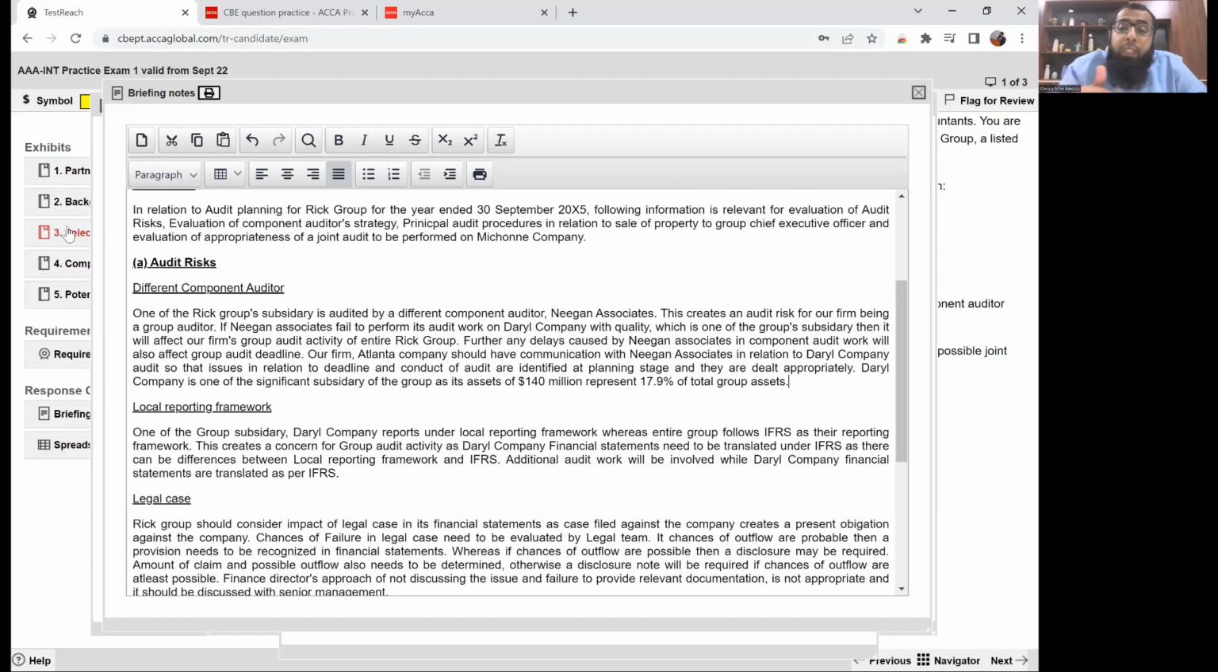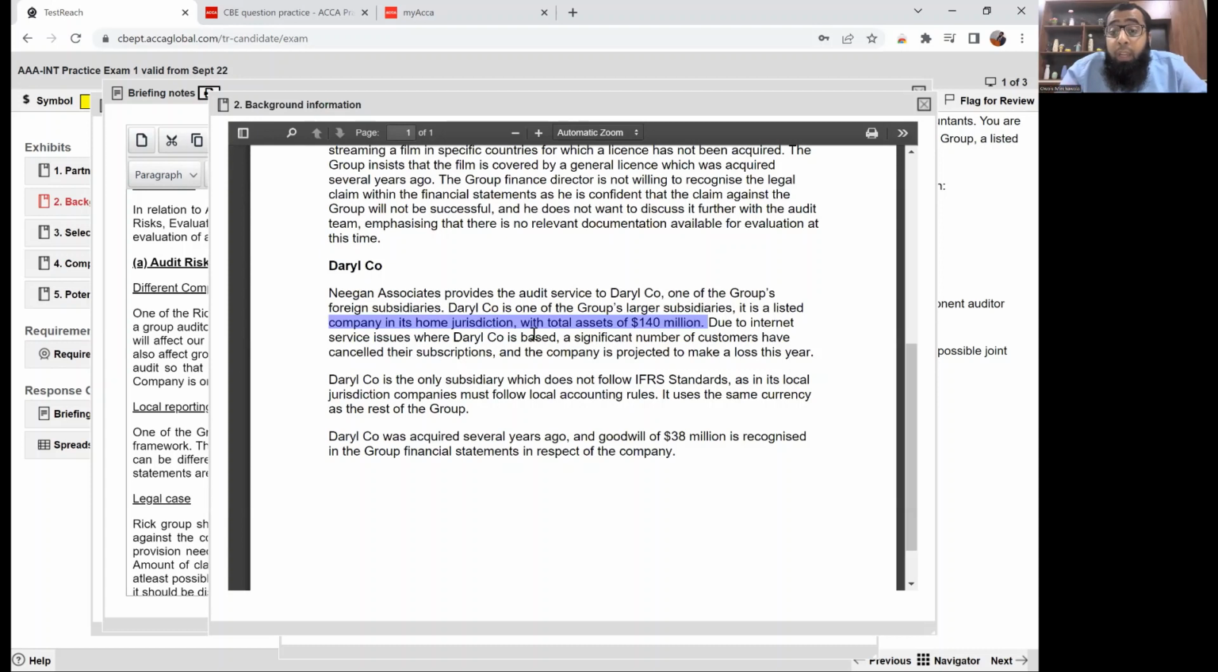Like we wrote this risk at the start of the question, but when we read it here, we said, okay, we are given the information about assets, so we can put some point here. Then, due to internet service issues where Daryl company is based, a significant number of customers have cancelled their subscription and the company is projected to make a loss this year. So you can say that this is an impairment indicator for Daryl company. Daryl company was acquired several years ago and a goodwill of $38 million is recognized in the group financial statements in respect of the company.